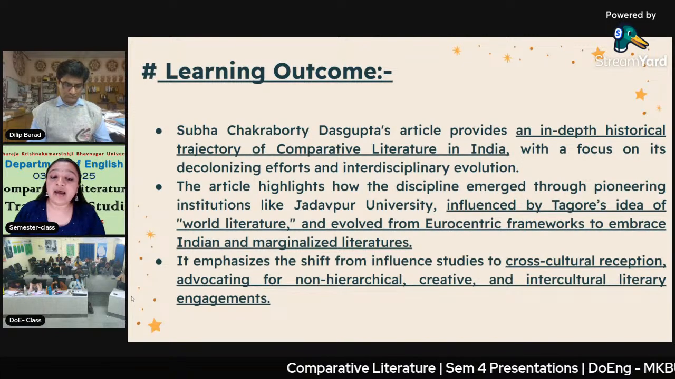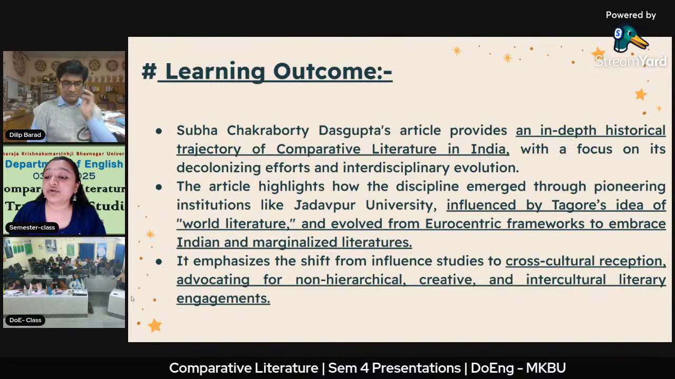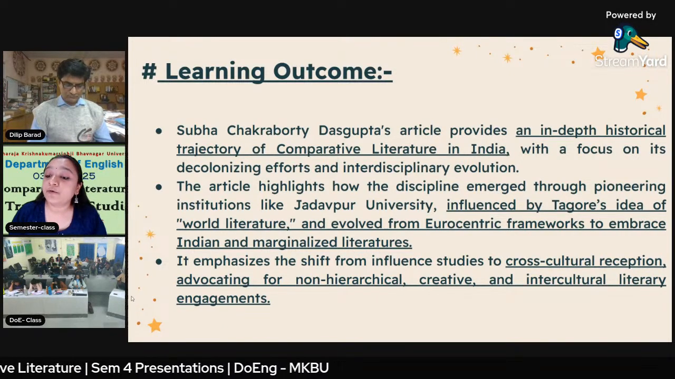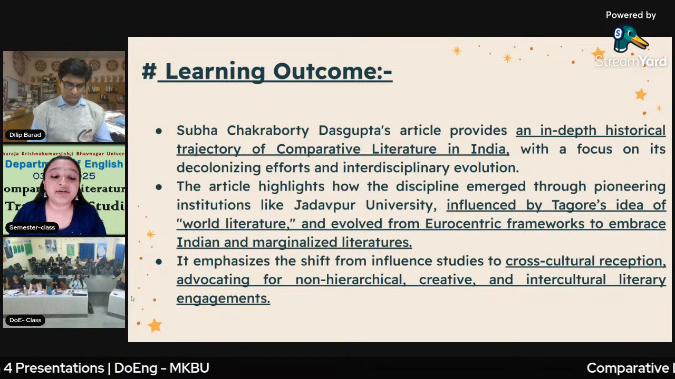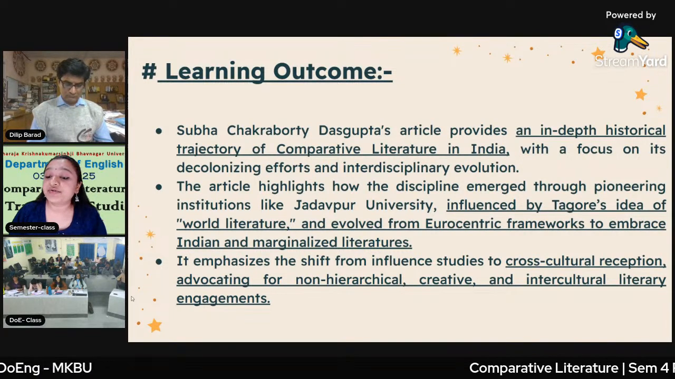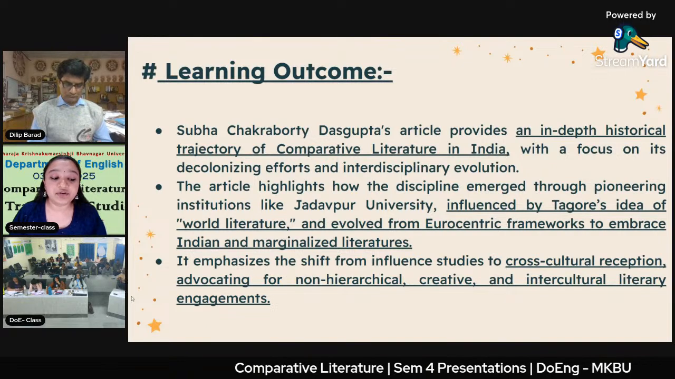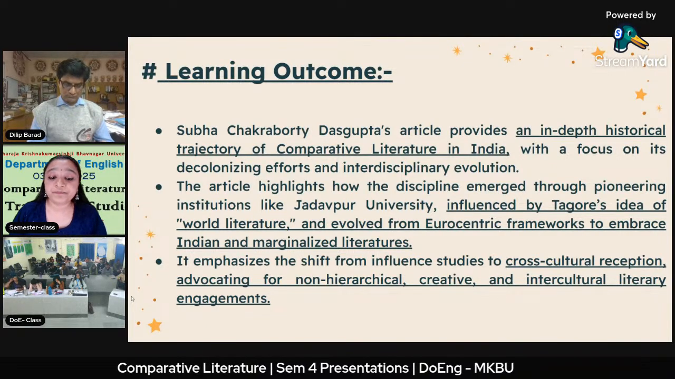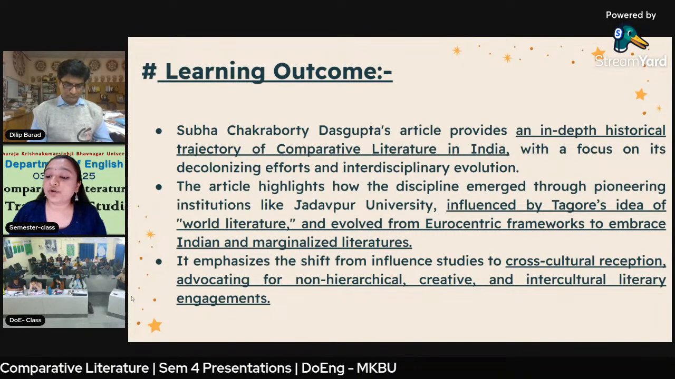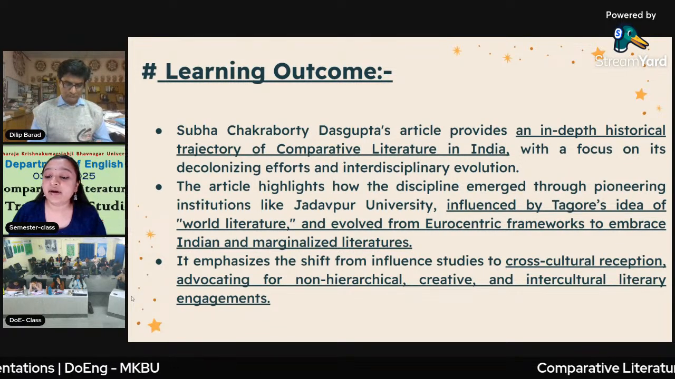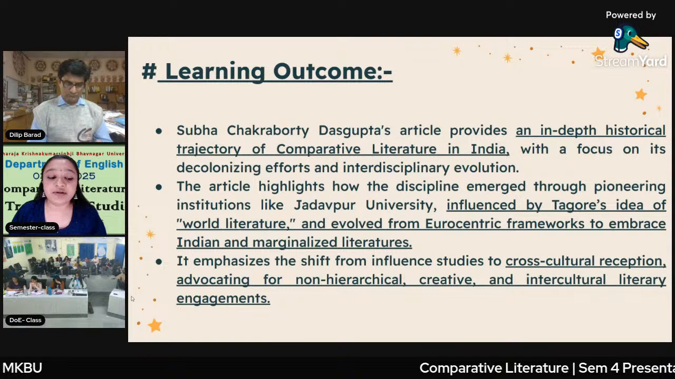The article highlights how the discipline emerged through pioneering institutions like Jadavpur University, influenced by Tagore's idea of world literature, and evolved from Eurocentric frameworks to embrace Indian and marginalized literatures. It emphasized the shift from influence studies to cross-cultural reception, advocating for non-hierarchical, creative, and intercultural literary engagement.